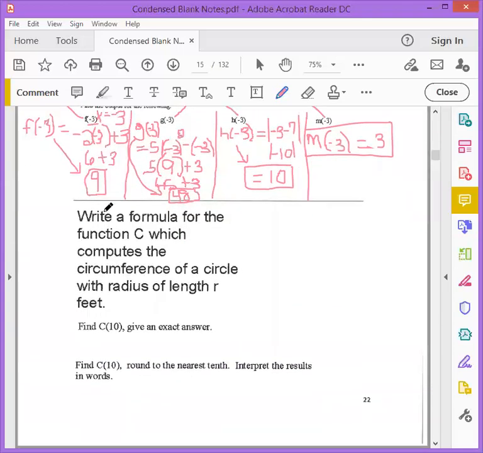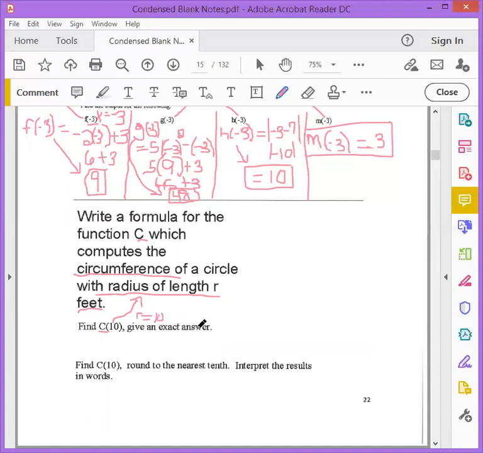Next example, we want to write a formula for the function C, which computes the circumference of a circle with the radius of length r. So C stands for circumference. When we see the letter C, we're representing circumference. And when we see the number given, that length represents the radius in feet. So in this case, we're given C of 10. We're finding C of 10, and the 10 represents the radius. So r equals 10.